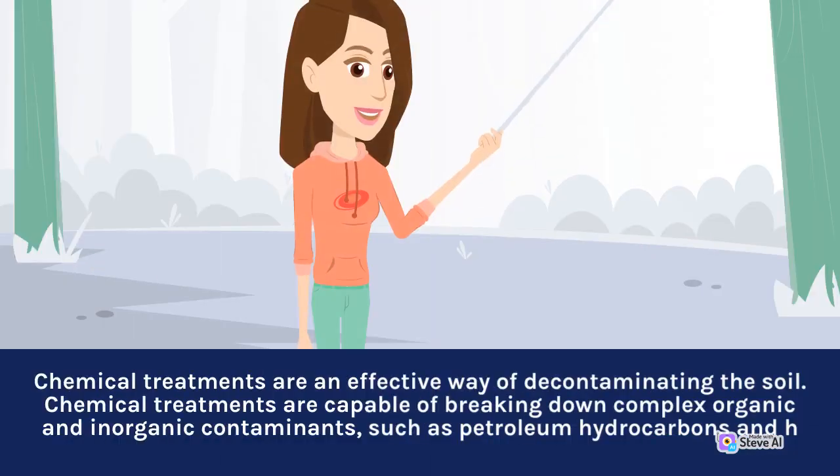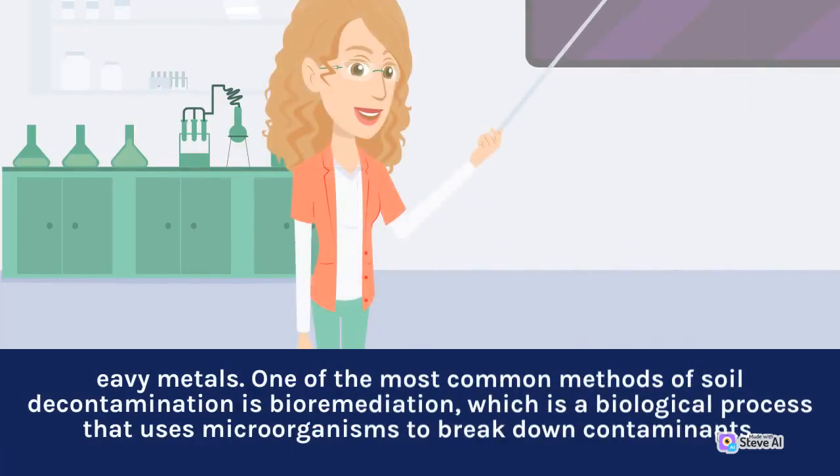Chemical treatments are an effective way of decontaminating the soil. Chemical treatments are capable of breaking down complex organic and inorganic contaminants, such as petroleum hydrocarbons and heavy metals. One of the most common methods of soil decontamination is bioremediation, which is a biological process that uses microorganisms to break down contaminants.